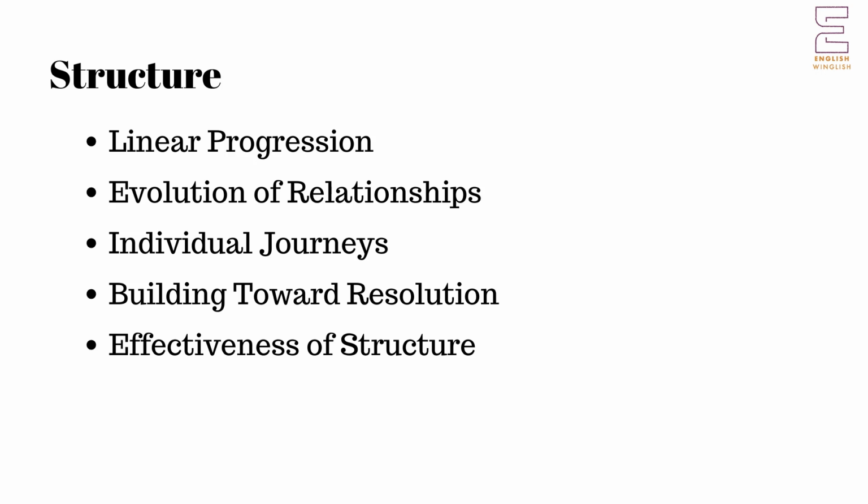Effectiveness of structure, clarity and coherence. The linear progression provides clarity and coherence to the narrative, making it easier for the reader to understand the development of the plot and the evolution of the characters. Engagement with themes. This structure also allows Narayan to engage effectively with themes such as tradition versus modernity, the generational gap, materialism versus spirituality, and the complexities of familial relationships.